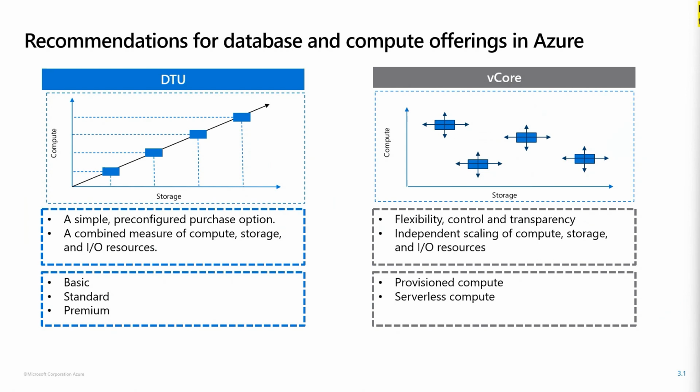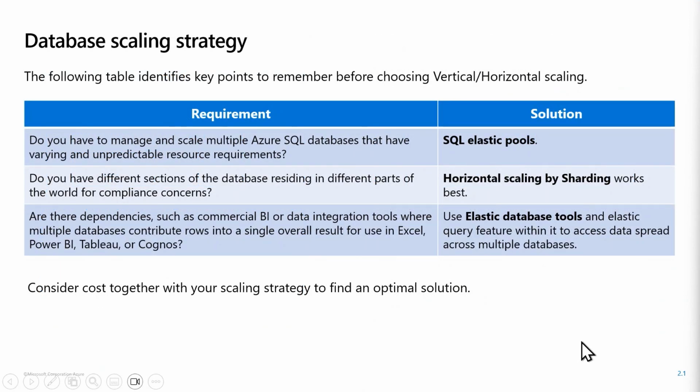Let's revisit the database scaling strategy a bit more. If we have to manage and scale multiple Azure SQL databases that have varied and unpredictable resource requirements, then we will go for the SQL Elastic Pool, which is a scenario in which we can scale with full control over the overall consumption of resources, but the charge is based on the pool resources rather than on a dedicated usage.